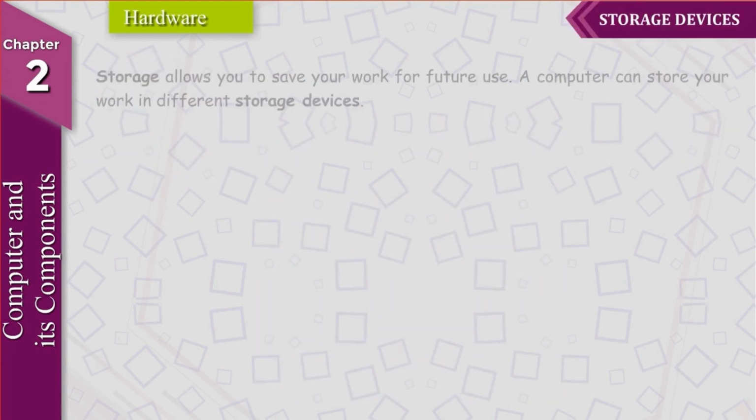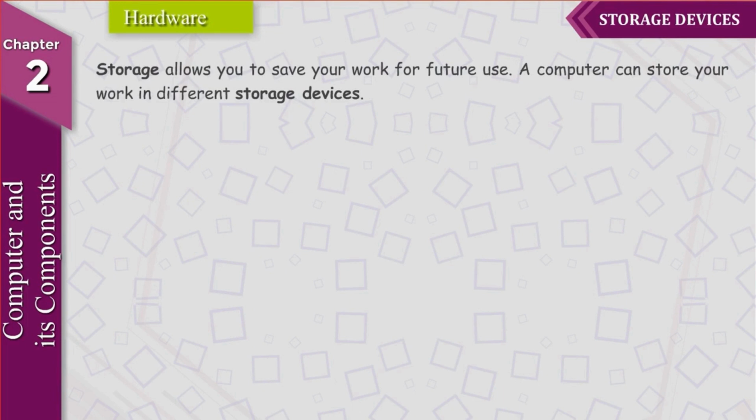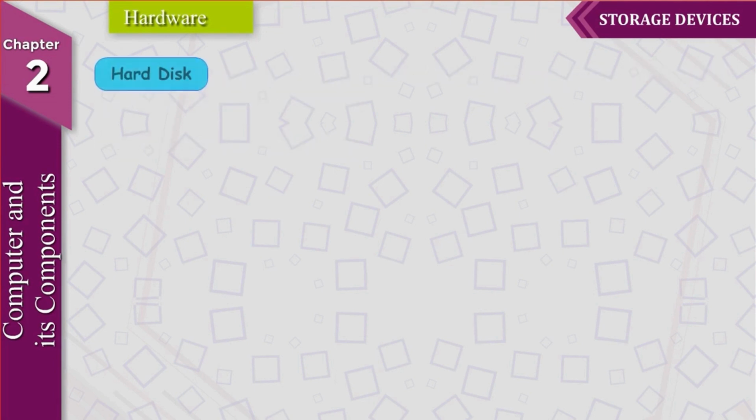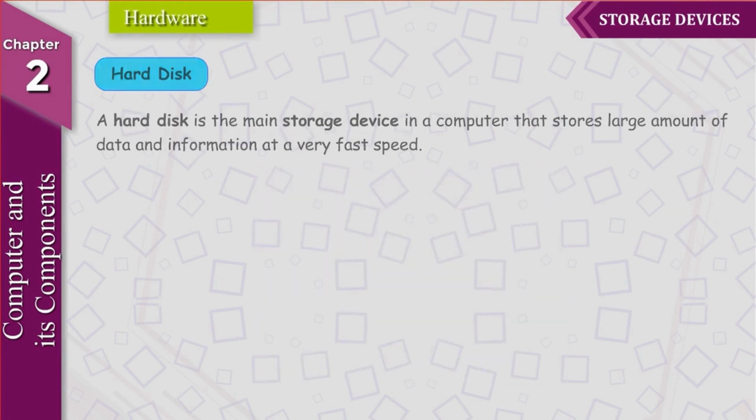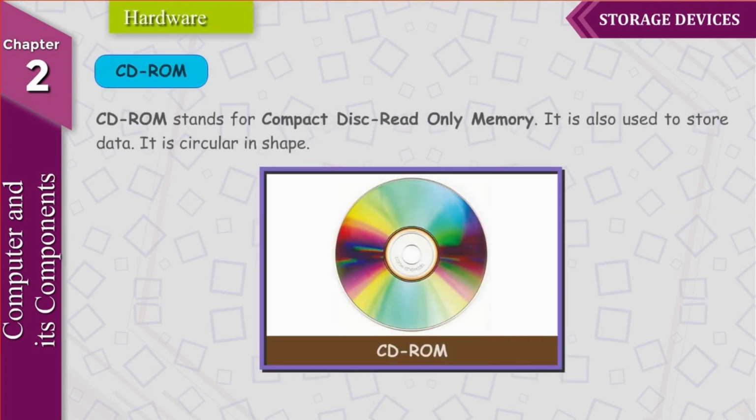Storage devices. Storage allows you to save your work for future use. A computer can store your work in different storage devices. Some basic storage devices are hard disk. A hard disk is the main storage device in a computer that stores large amount of data and information at a very fast speed.